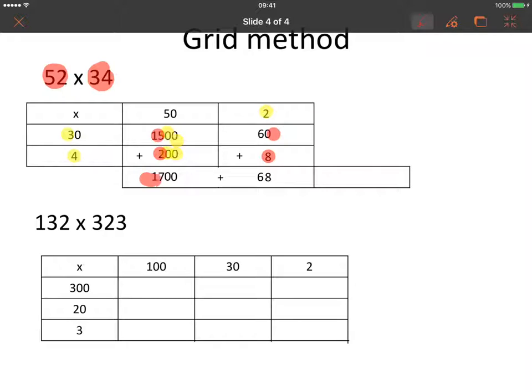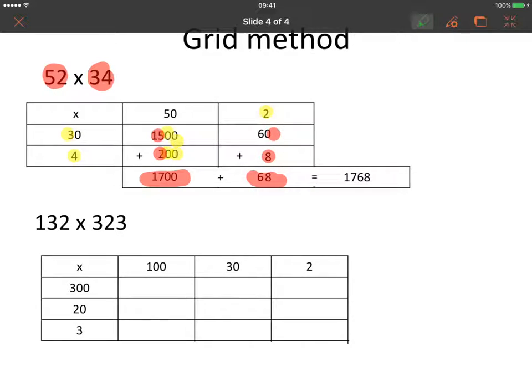So I'm going to take this 1,700, add the 68, and once I've added them up, I will get 1,768. You will see that this is exactly the same as what we had for our long multiplication answer as well. All right, let's move on.